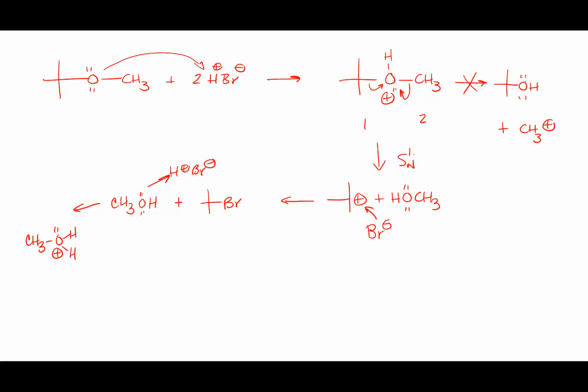Now I've got a CH3 with an oxonium ion. What's going to happen here? I'm going to get an SN2 mechanism. The SN2 mechanism is going to be because the Br minus does what? Comes in, attacks the carbon, and the leaving group leaves.